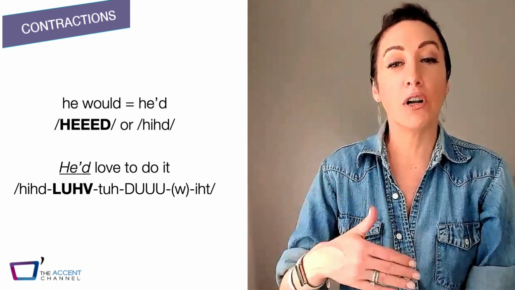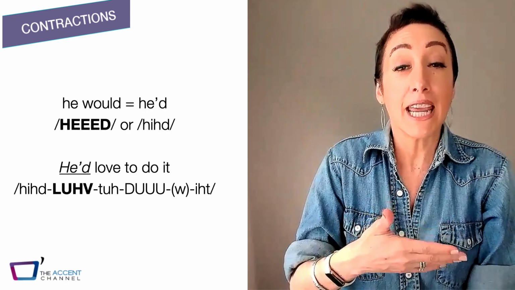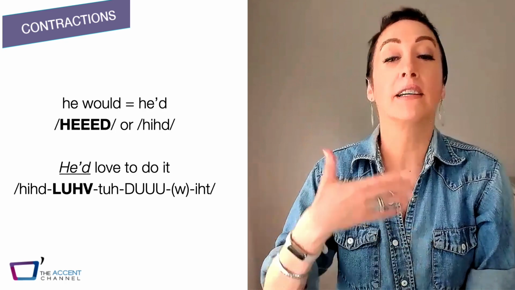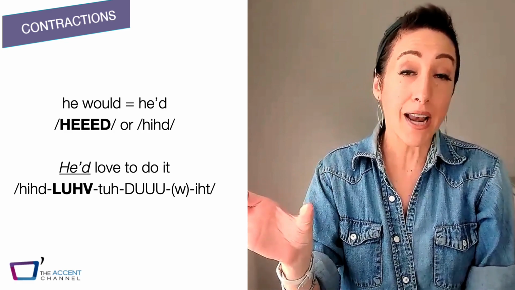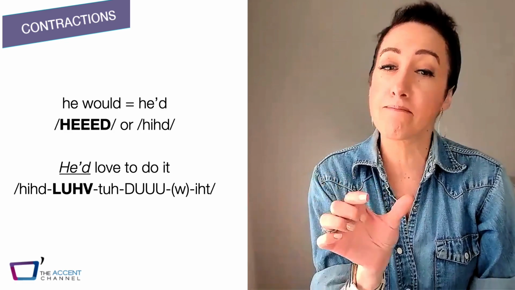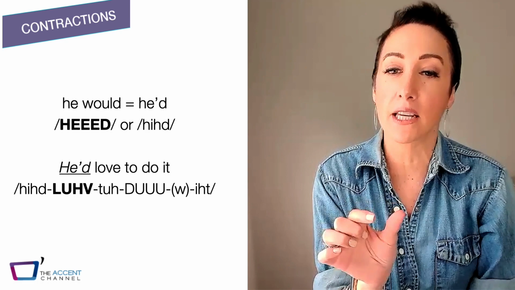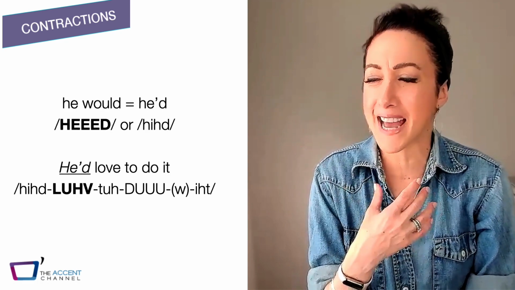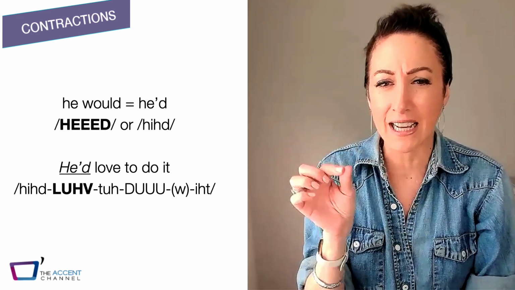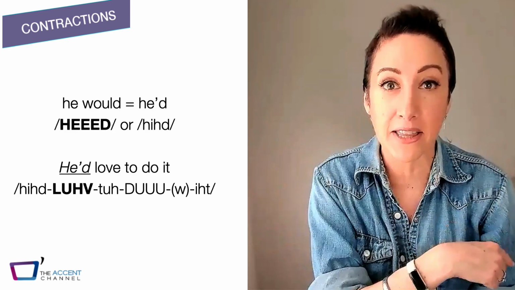Moving on to he would, becoming he'd. So our pronoun is he'd. Similar to the previous examples, it is pronounced he'd when it's by itself, but most of the time we will be saying hid. It's just shorter. I don't know if hid is exactly what it is. It's like a short E, just rush through the word and get to the next word.